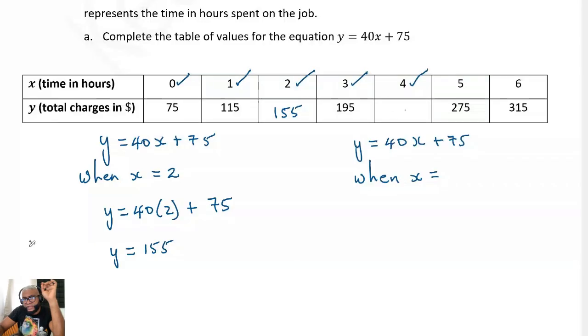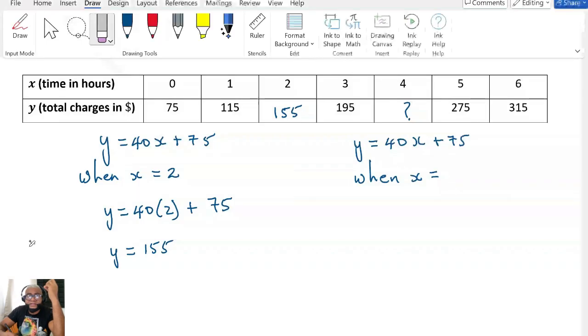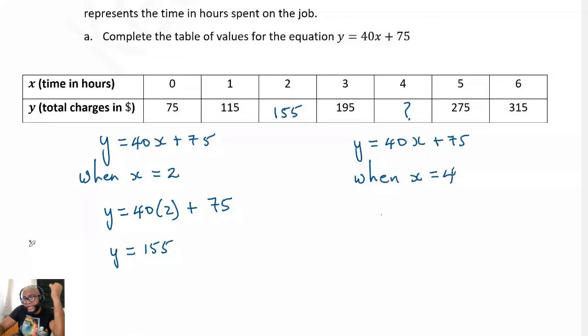So the column that has the missing value, we have a missing value here. What would be the value of X of that column, Edwards? It will be 4. Right. So you plug 4 into the equation that CSEC gave you, and you'll be able to find the value of Y. Okay? So when X is equal to 4, Y will be equal to 40 by 4 plus 75.